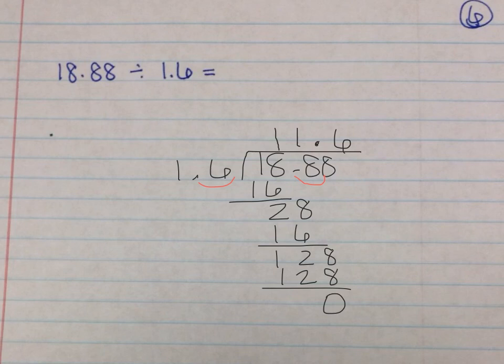Okay. Hopefully you have a pretty good handle on this. The most important thing you have to do when you're dividing by a decimal is to make that divisor a whole number. Move the decimal point there and then also move it in the dividend.